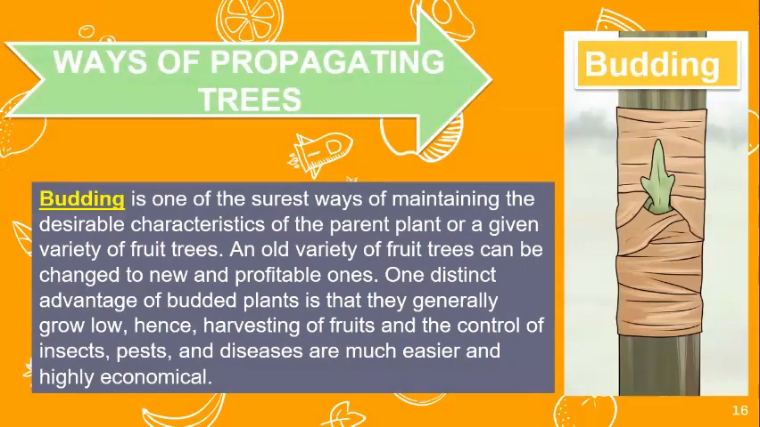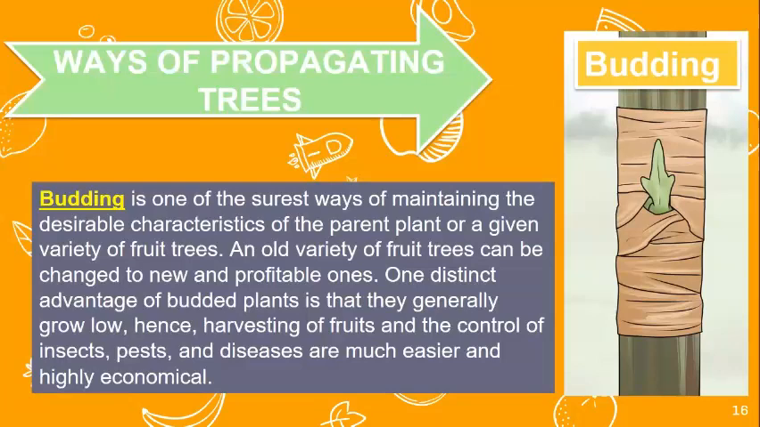So we have here ways of propagating trees. First, we have budding. Budding is one of the surest ways of maintaining the desirable characteristics of a parent plant or a given variety of fruit trees. An old variety of fruit tree can be changed to new and profitable ones.